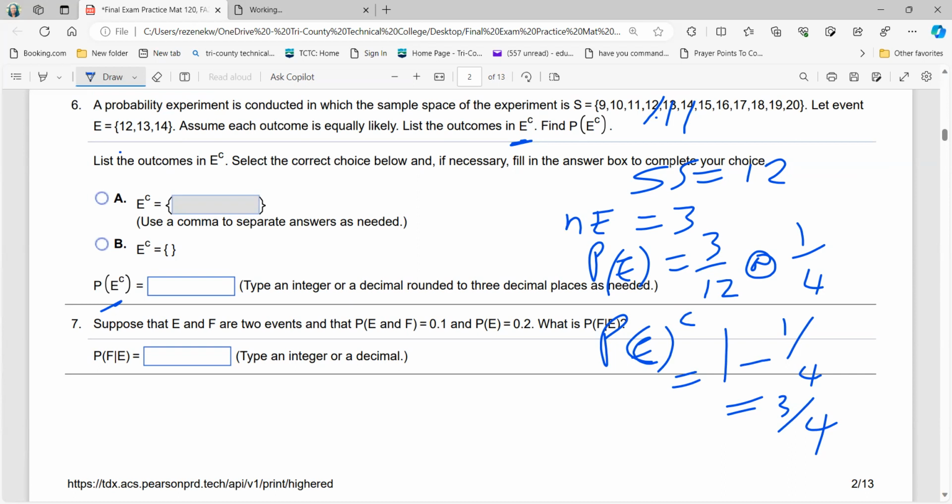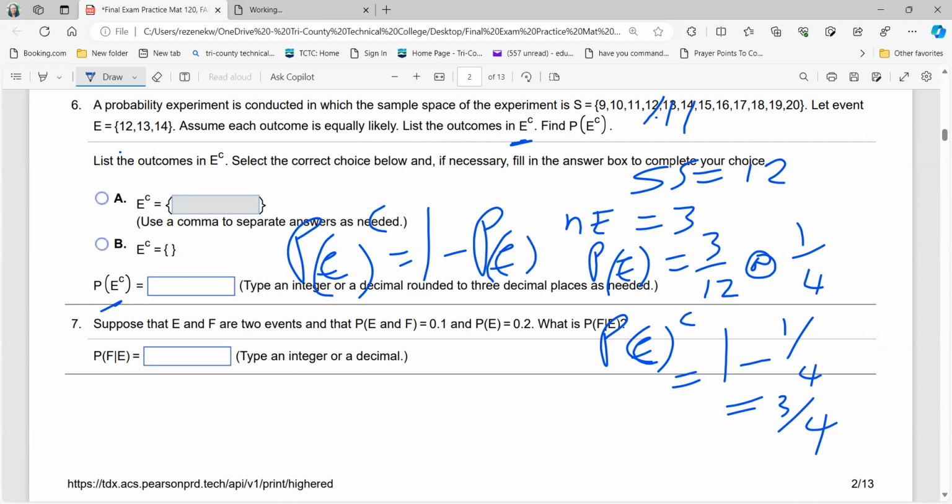Okay, so remember that if you're told to find P(E complement), the probability of E complement is equal to 1 minus P(E).